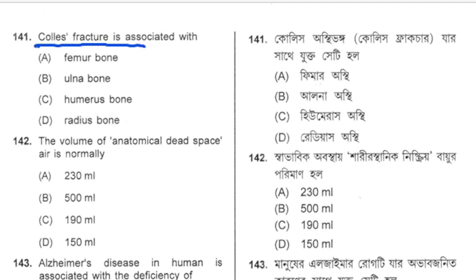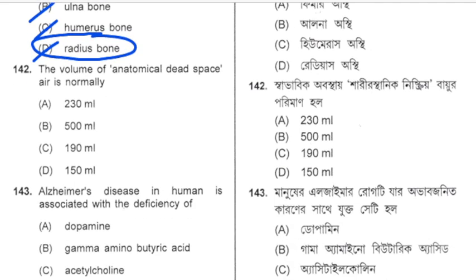Colles fracture is associated. The Colles যে fracture সেটা কার সাথে associated আছে? Femur bone, ulna bone, humerus bone, radius bone. So the correct answer is radius bone. The Colles fracture is associated with radius bone.